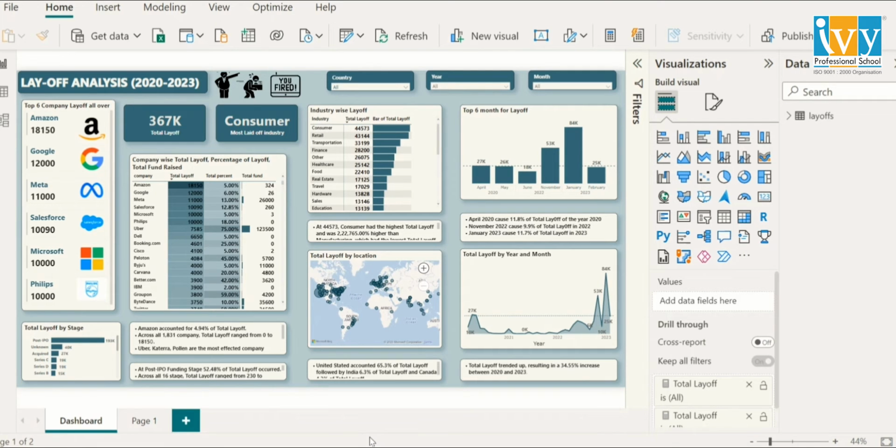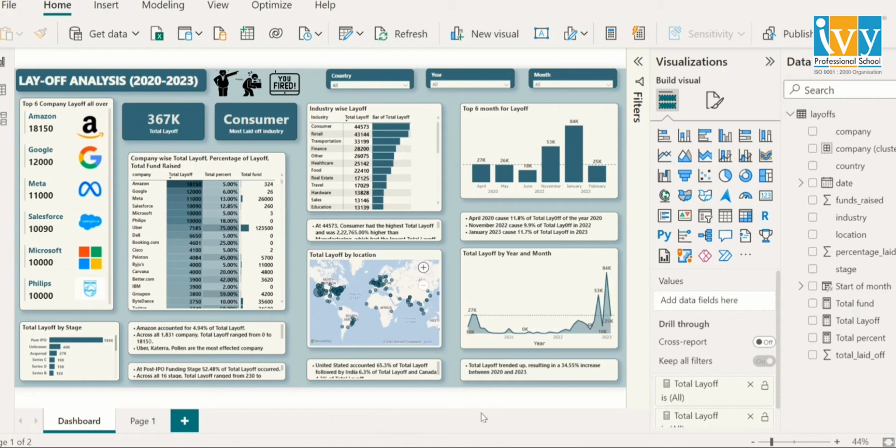This is the original dashboard I have created. In this dashboard, I have used all these charts and visuals from this visualization section. And in this data section, I have used some measures and calculated columns created by DAX functions. So the total layoff was around 367,000. This is the company-wise total layoff, percentage of layoff, and total funds raised by the company.